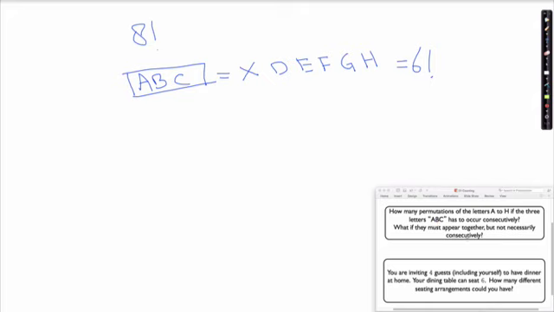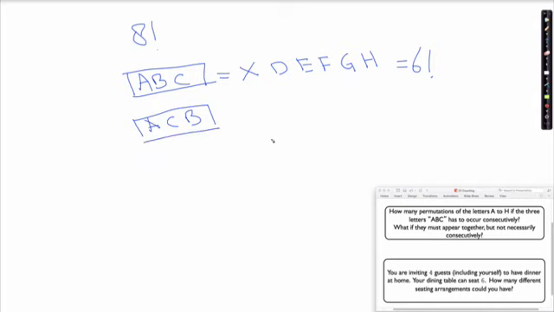Now, what if they must appear together, but not necessarily consecutively? What it means is that they must appear as a group, but they may appear in different order. So for example, it could be ABC, or they could appear in ACB. Now in this case, this is going to be a different possibility.